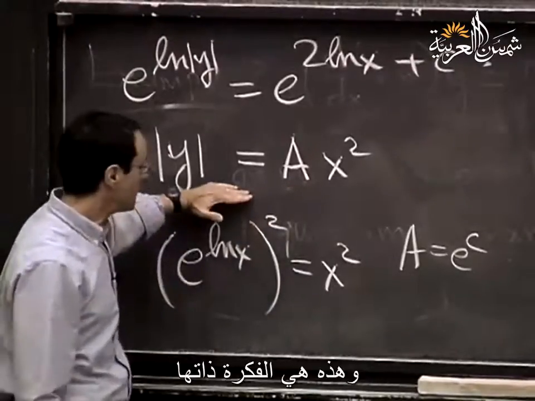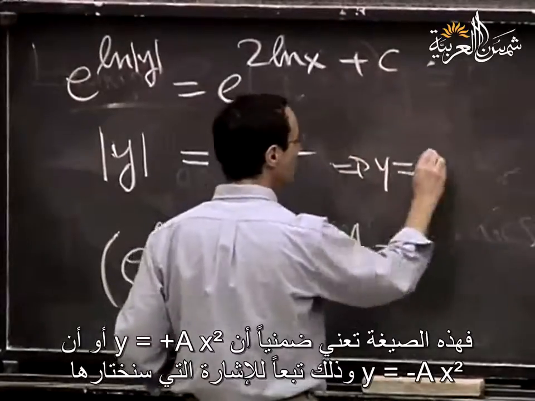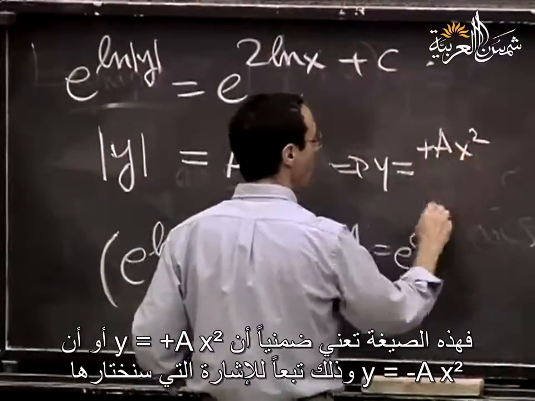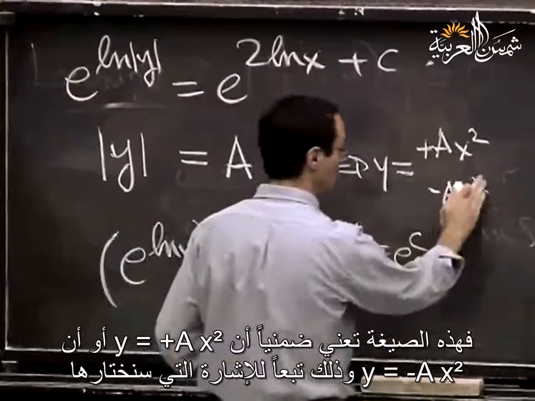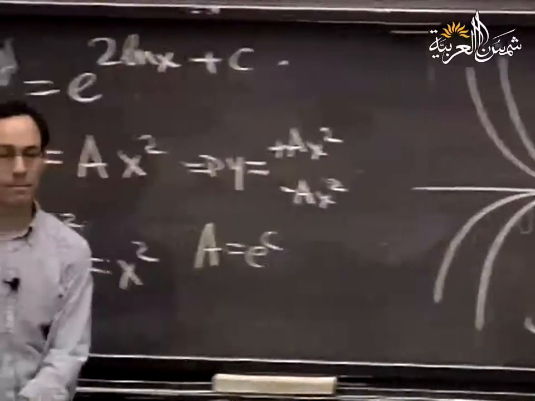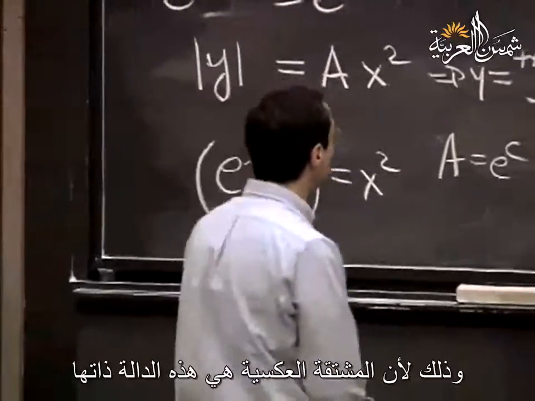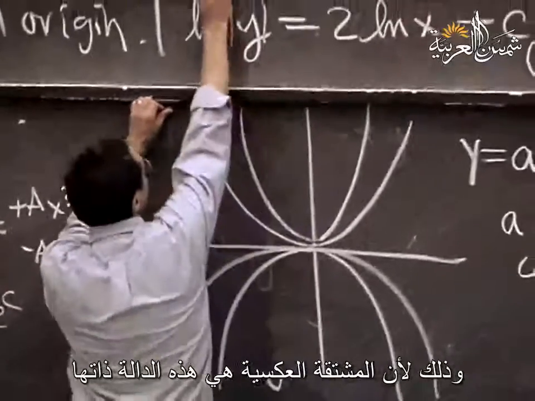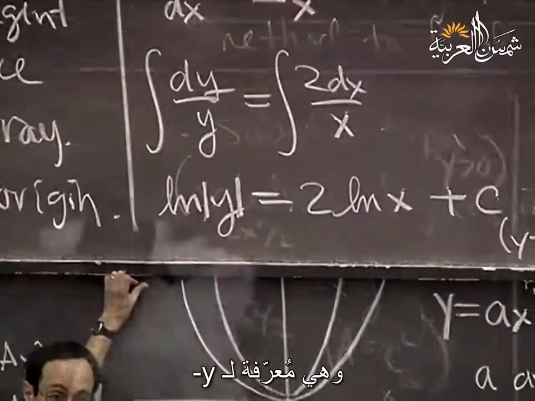All right? So it's that same idea. This implies that y is equal to either plus ax squared or minus ax squared, depending on which sign you pick. So that allows me for the curves above and the curves below. Why could you just insert the absolute value? Because it's really true that the antiderivative here is this function. It's defined for y negative.